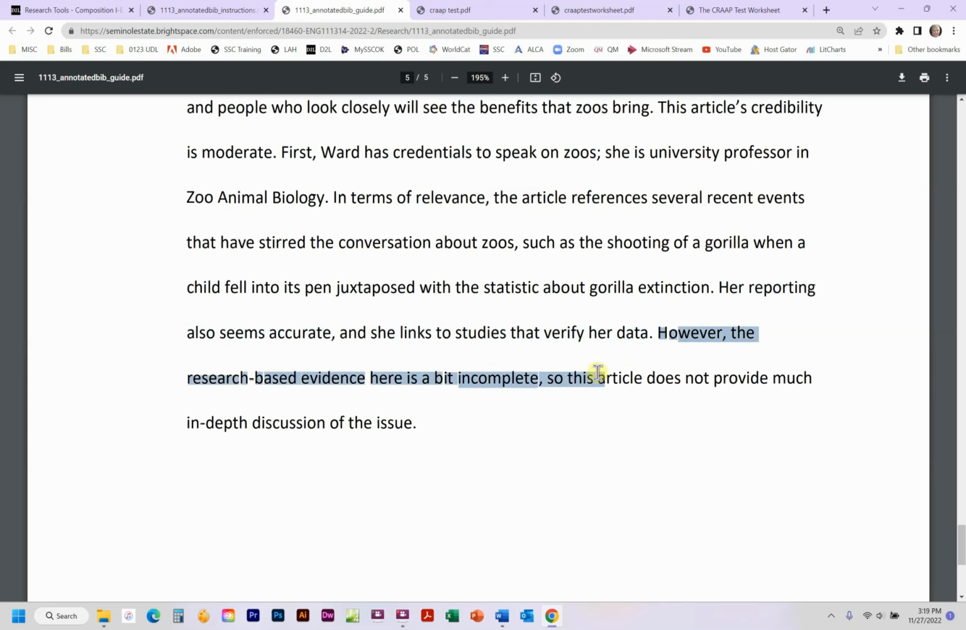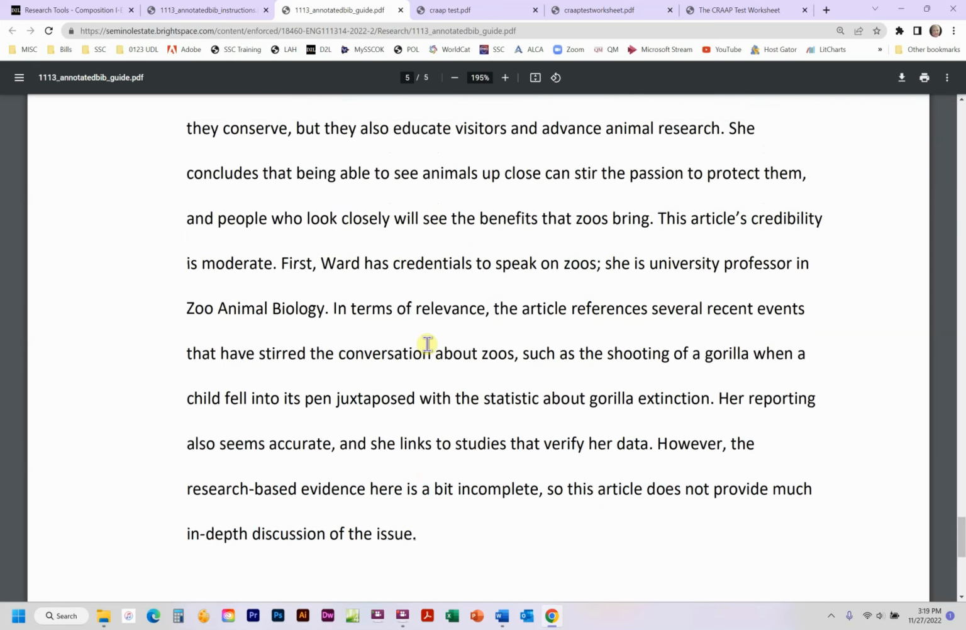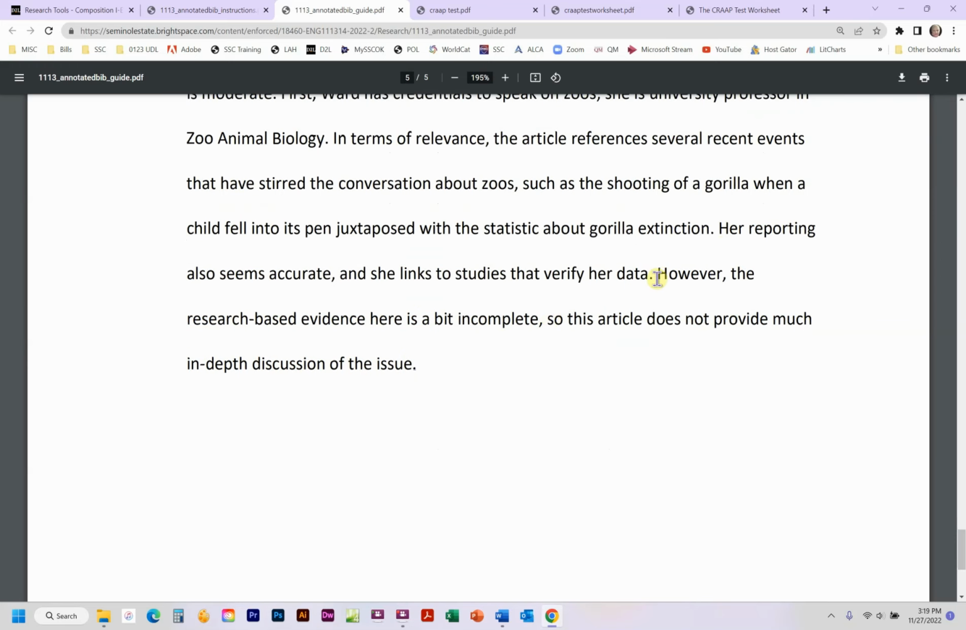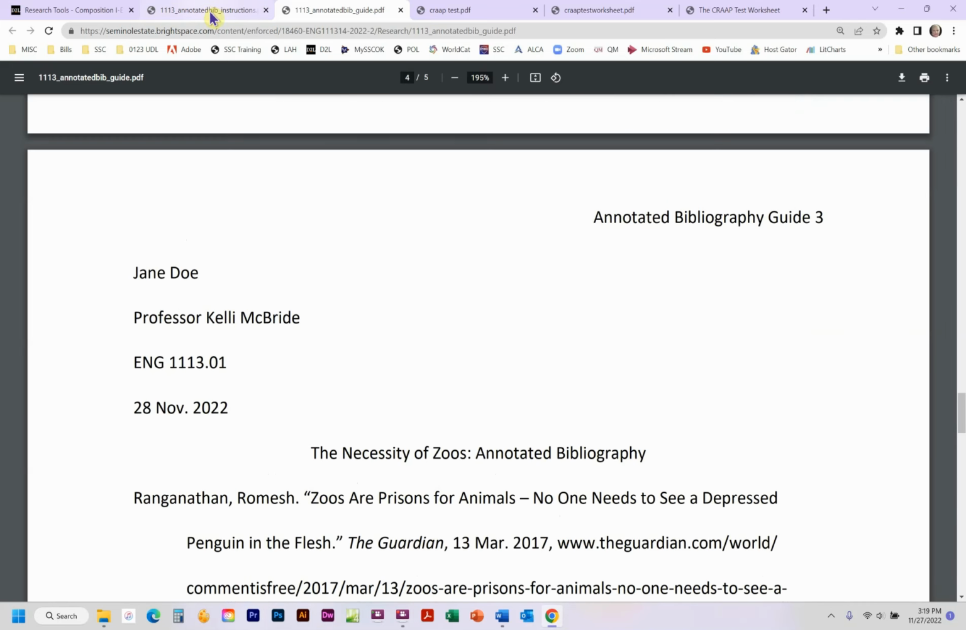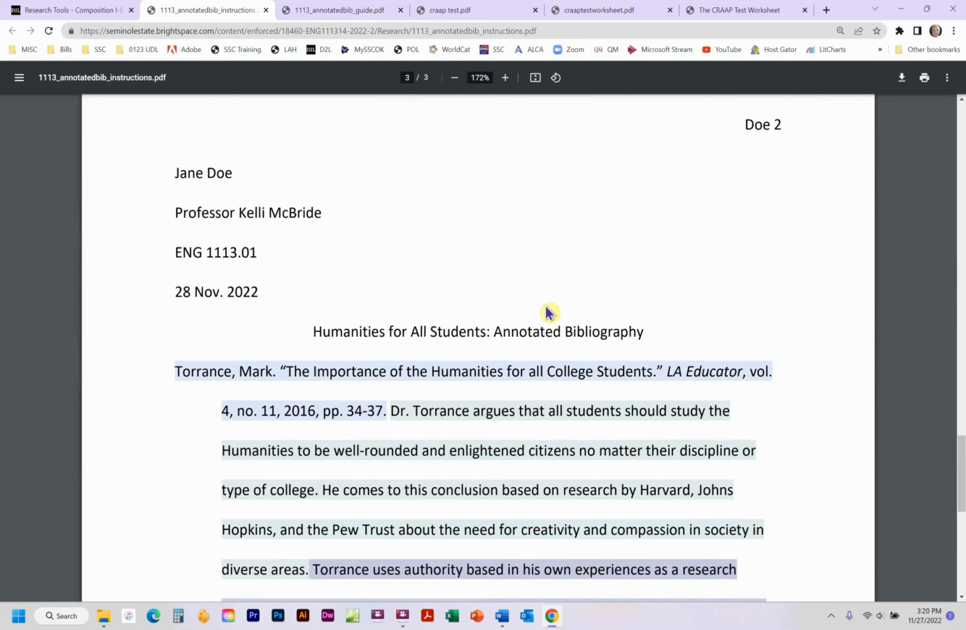Here's the wrap up. However, the research-based evidence here is a bit incomplete, so this article does not provide much in-depth discussion of the issue. So it's moderate. I can find things to help, but it's not going to be enough by itself, right? So that's what you're doing. So here is the other example.